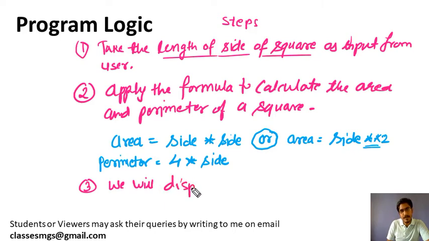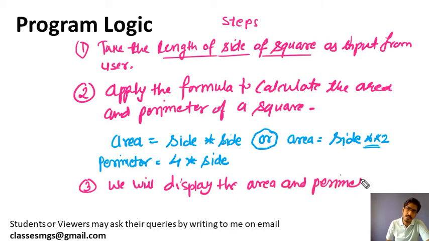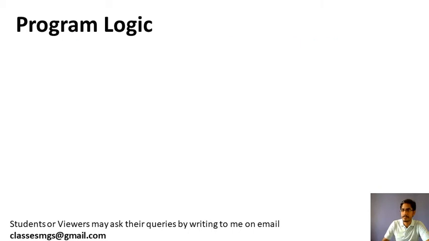display the area and perimeter. At last we will display the area and perimeter. So these are the steps to write down the Python program. We will write down the Python code in the next slide. Okay, so here we will write down the Python code.